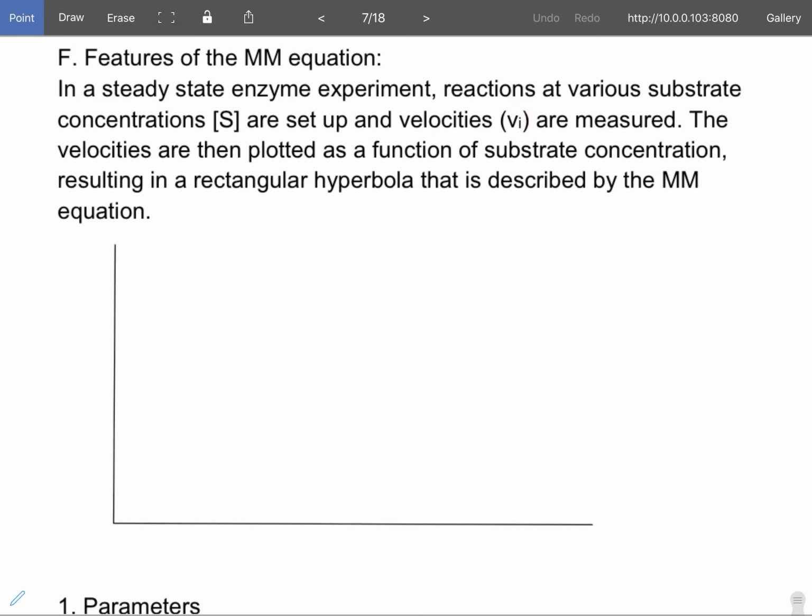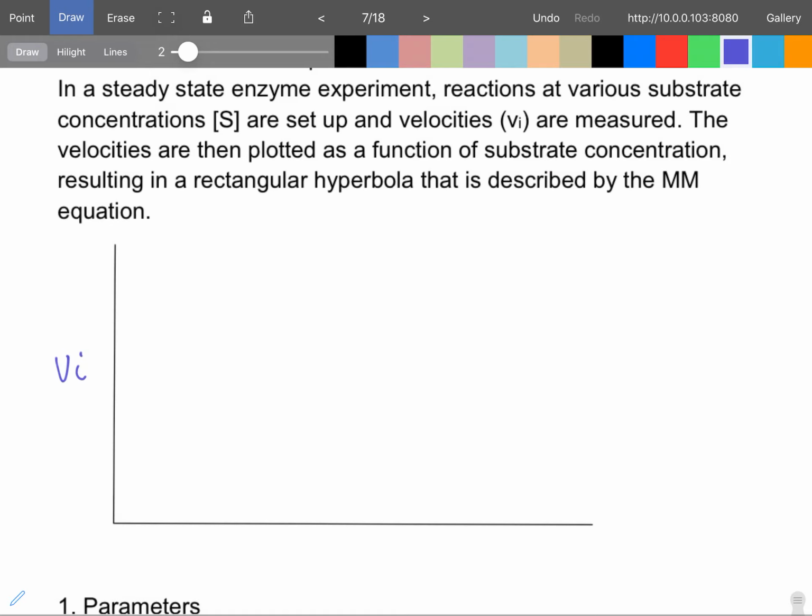And then we plot those initial velocities as a function of the substrate concentration. And so that would look like this. So here we've got the initial velocity as a function of the substrate concentration. Now what we expect, of course, is that if you have no substrate, you're not going to have a reaction. So there should be a point at the origin like this. But as we add substrate, we will see the following trend.